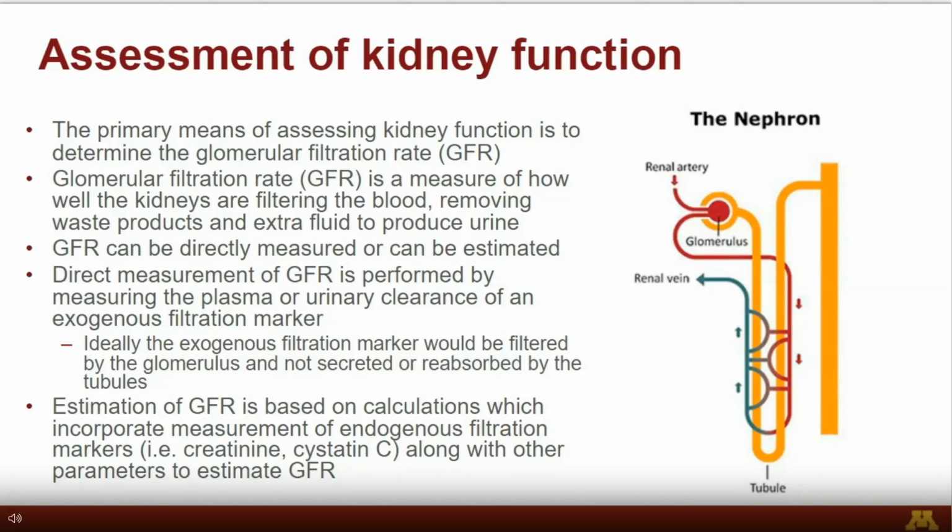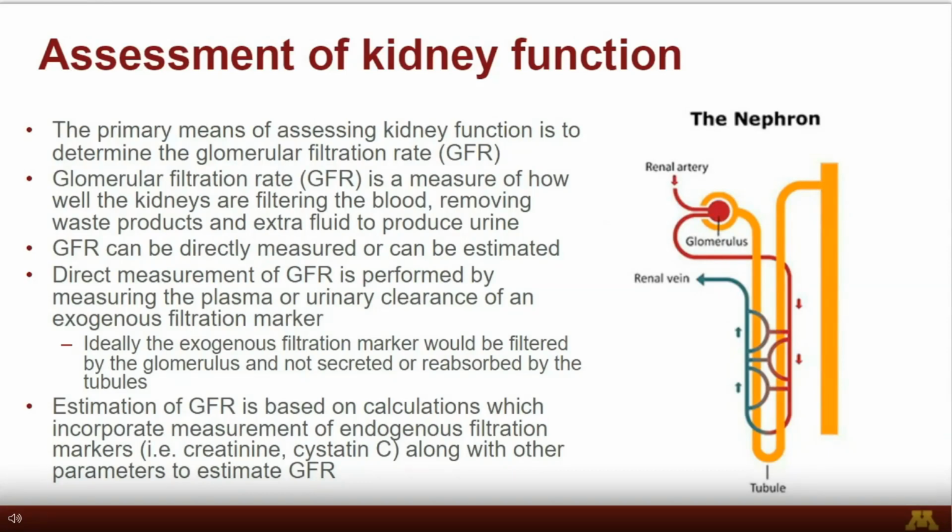GFR can be either directly measured or it can be estimated. Direct measurement is performed by measuring the plasma or urinary clearance of an exogenous filtration marker that's injected into the patient. Ideally, this exogenous filtration marker would be filtered by the glomerulus into the tubules and not secreted or reabsorbed by the tubules, so that the amount found in the urine reflects the rate of glomerular filtration only. Now, while direct measurement of GFR is considered the gold standard, it is an expensive and time-intensive procedure and therefore is not commonly done. Instead, estimation of the GFR is what is routinely done for clinical care.